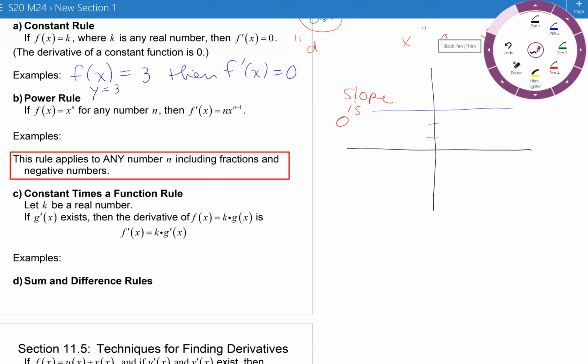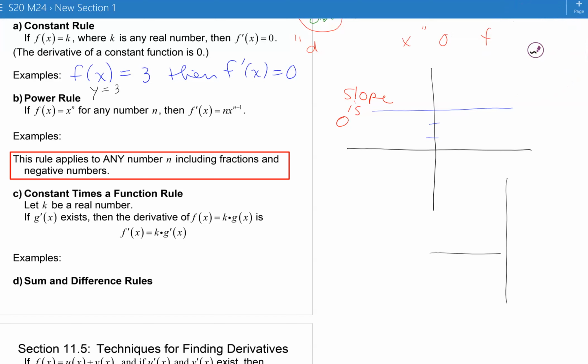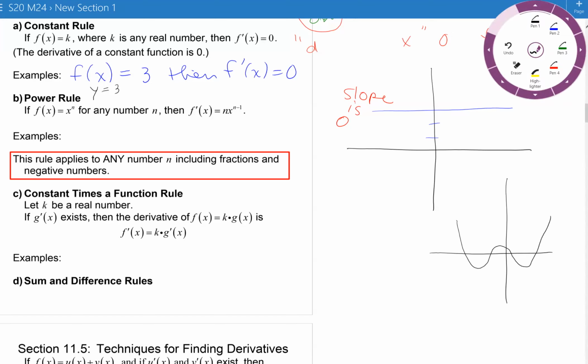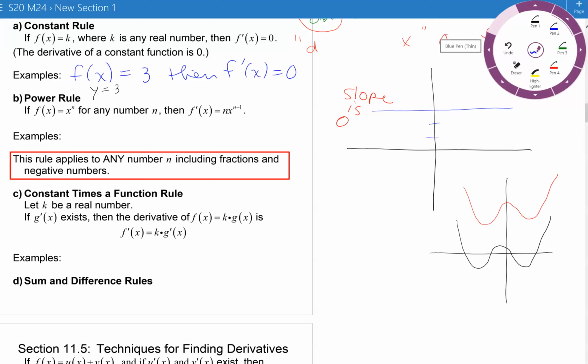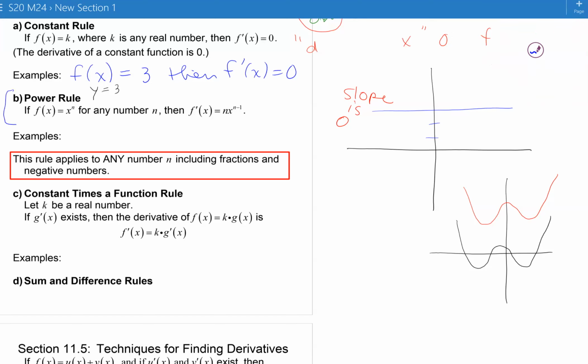And let me see if I can help you understand why that would be. If I have some polynomial function and I write the same function plus 7, all it does is shift the graph upward 7 without changing its shape. So the adding of a constant at the end does not change the derivative, and so its derivative is 0. Okay, then let's do the power rule.